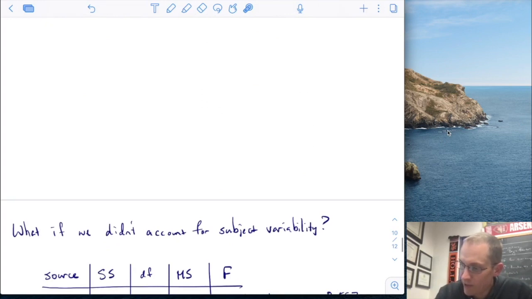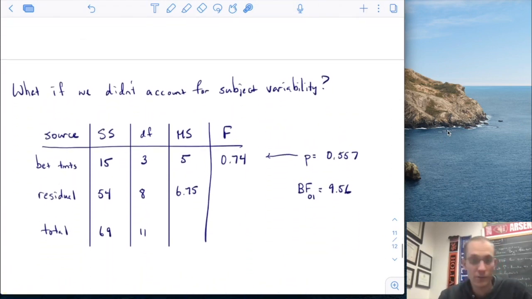So the question then is, what if we didn't account for that subject variability? Okay. Well, I've taken the liberty of redoing the ANOVA for us. Remember the total sum of squares was 69, and remember the between treatments SS was 15. So that means that everything left over, if we ignore subject variability, is this 54 here. And then if we work through and compute our ANOVA, we get a mean square of 5 again. But this time the residual variance is 6.75 because we haven't accounted for the subject variance. It's just everything else within the groups.